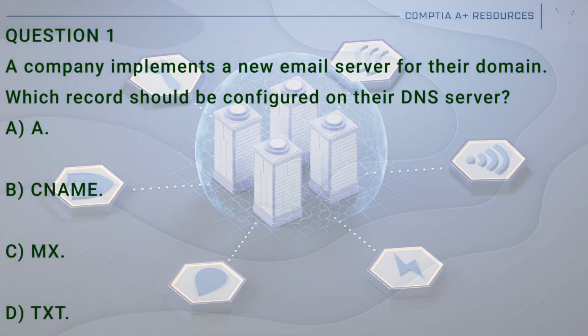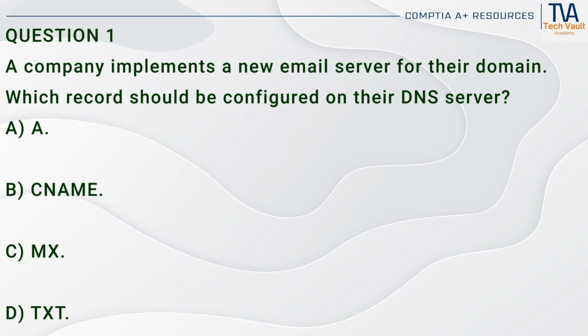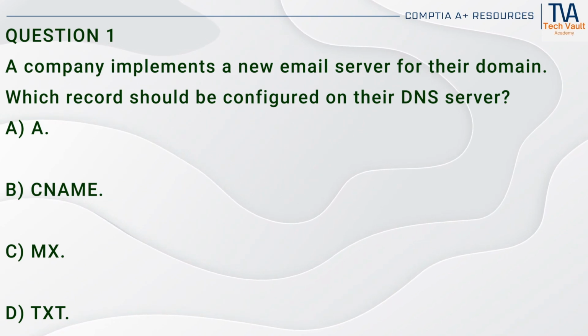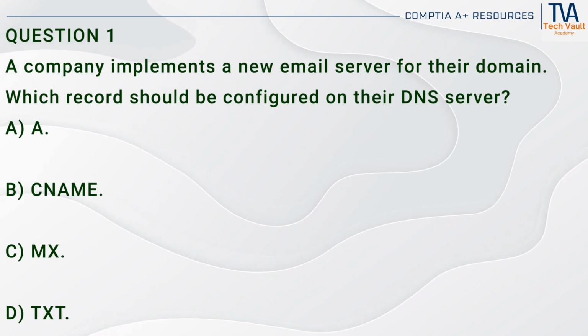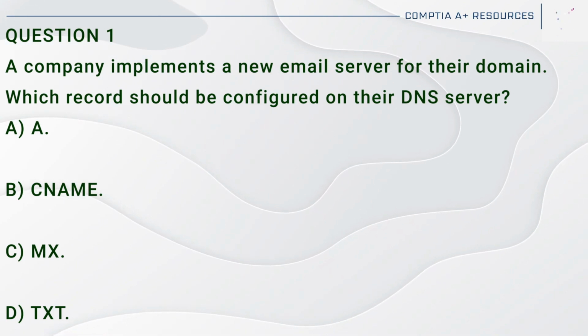Question 1. A company implements a new email server for their domain. Which record should be configured on their DNS server? A, A. B, CNAME. C, MX. D, TXT.